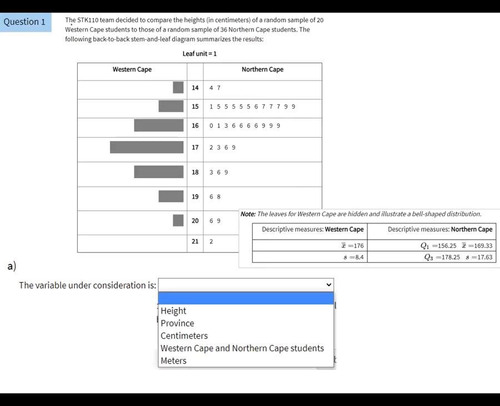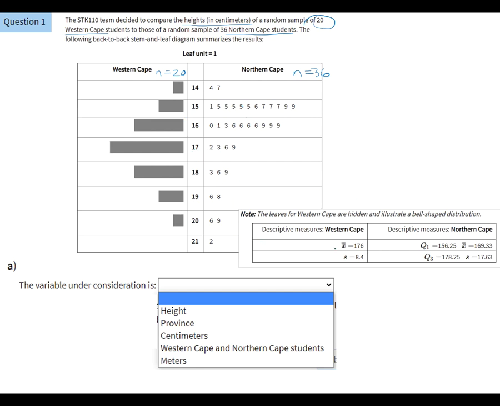Now, for the first question, we said that the STK 110 team decided to compare the heights in centimeters of a random sample of 20 Western Cape students. So here we have n equals 20, and a random sample of 36 Northern Cape students. So let's write there n equals 36. We've done this with a stem and leaf diagram, but for the Western Cape, we haven't actually shown you the values. We have hidden them, and we're just showing you the shape of that distribution.